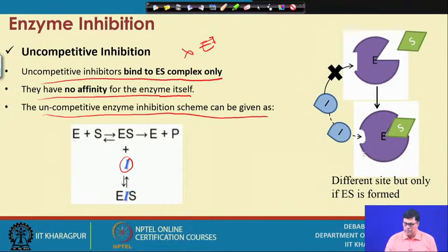can be represented like this. Here I is the inhibitor, and it cannot bind individually to the enzyme. Only when the substrate binds with the enzyme does the inhibitor bind. When the substrate doesn't bind here, the inhibitor cannot bind.